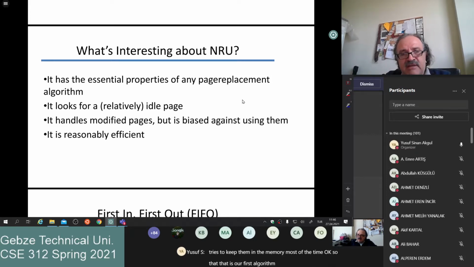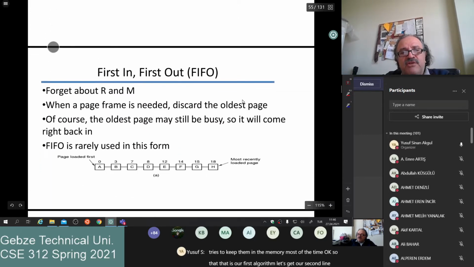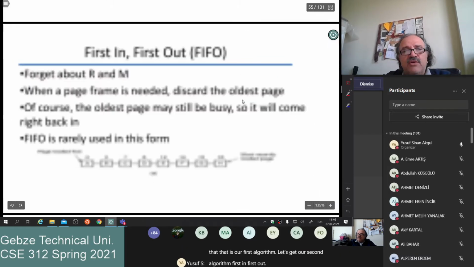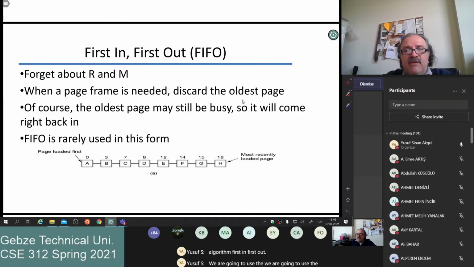Let's look at our second algorithm. First in, first out. We are going to use the idea of replacing the oldest page first.